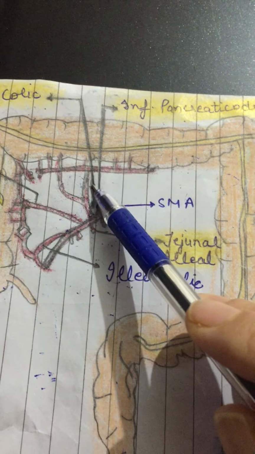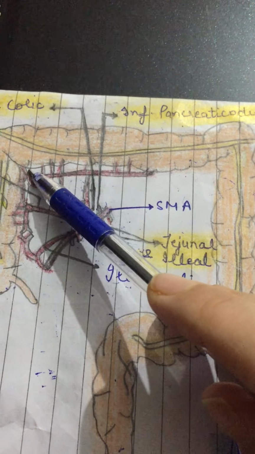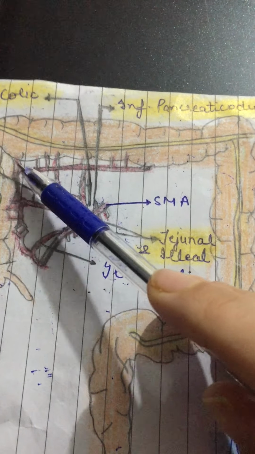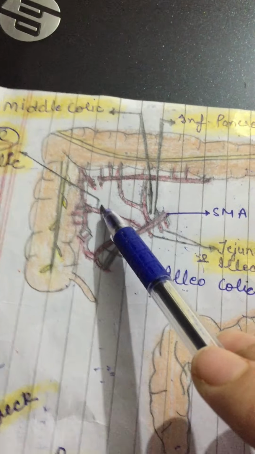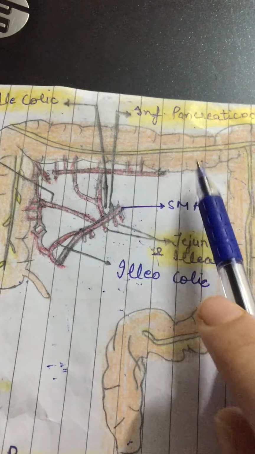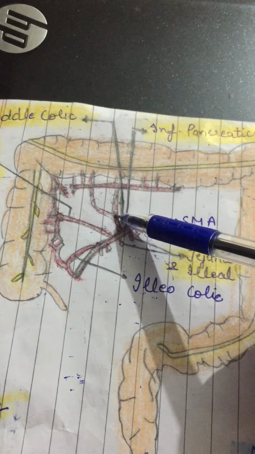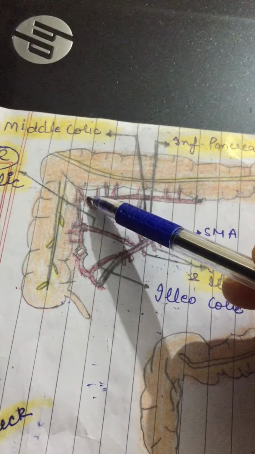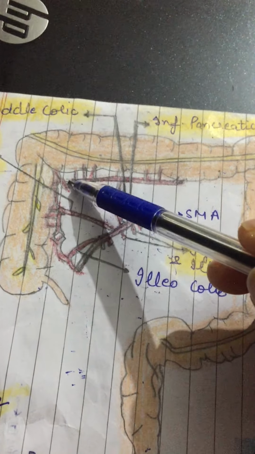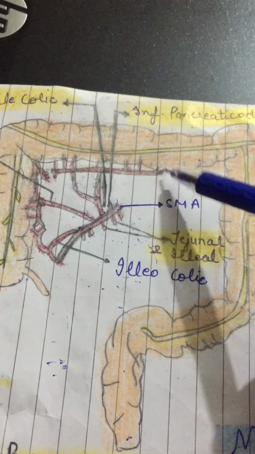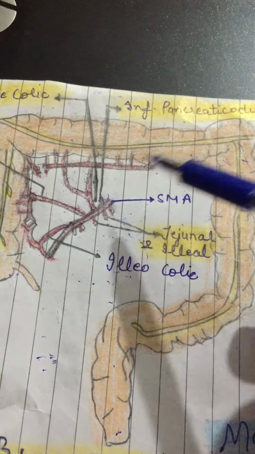The right branch anastomoses with the right colic artery, and the left branch anastomoses with the left colic artery. This is the right colic artery. Towards this side is the left branch. Sorry, this is the right branch. So this is the left branch. Right branch anastomoses with the right colic artery, and left branch with the left colic. Left colic is the branch of the inferior mesenteric artery, right?